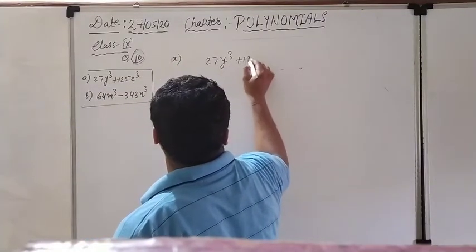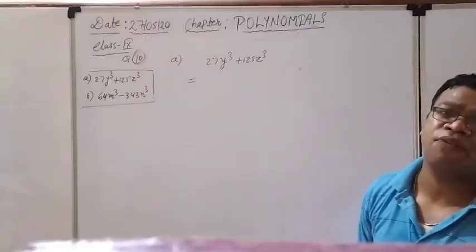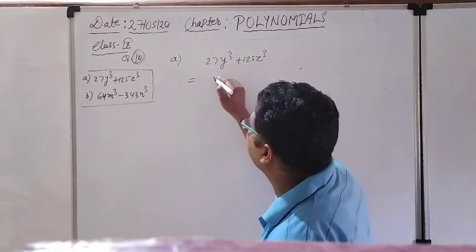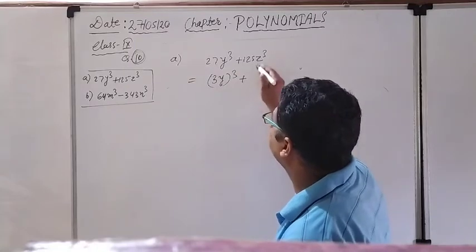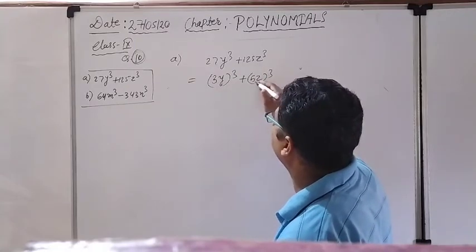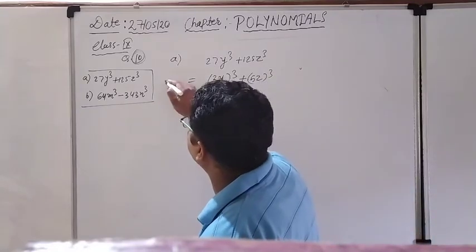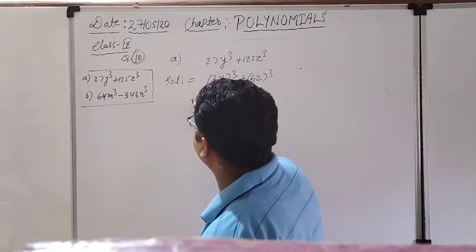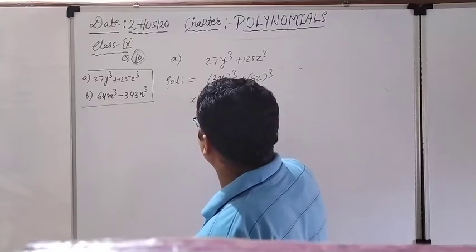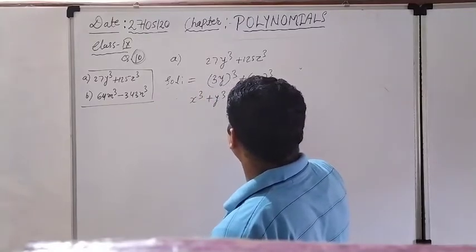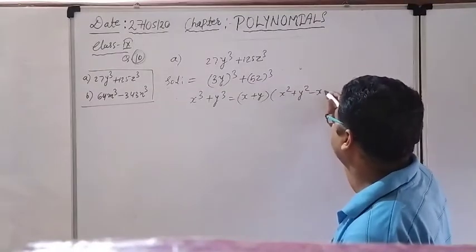27y cube plus 125z cube. So you may assume that this can be converted in form of x cube plus y cube. How? 27 is actually 3 cube, so it can be written as 3y whole cube. This can also be written as 5z whole cube. If it is written in this particular form, we know the identity. I am writing it in form of x and y: x cube plus y cube is equal to x plus y inside the bracket x square plus y square minus xy.